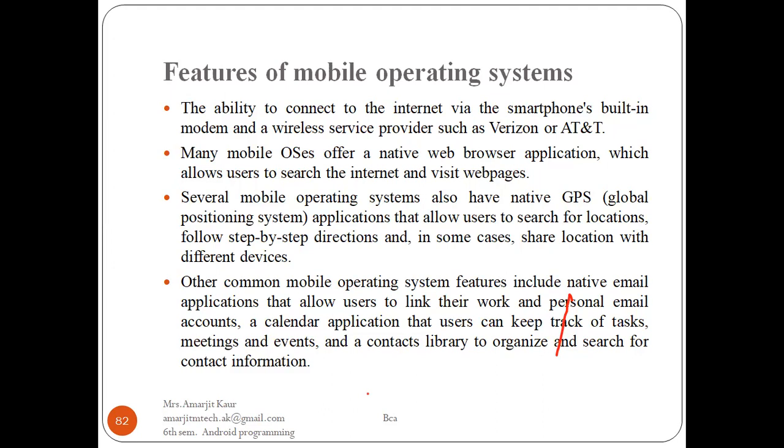Other common mobile operating system features include a native email application that allows users to link their work and personal email accounts, a calendar application that users can use to keep track of tasks, meetings, and events, and a contacts library to organize and search for contact information.